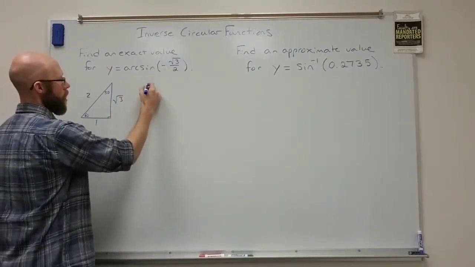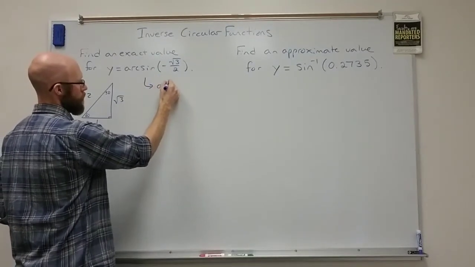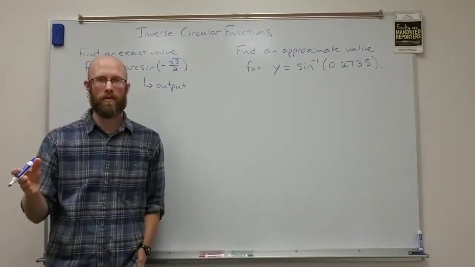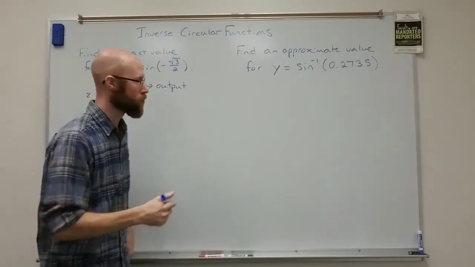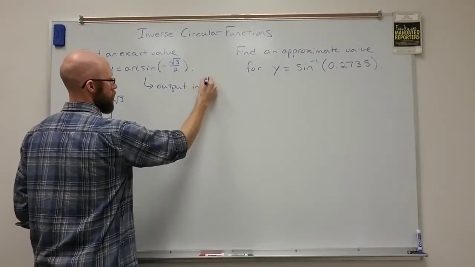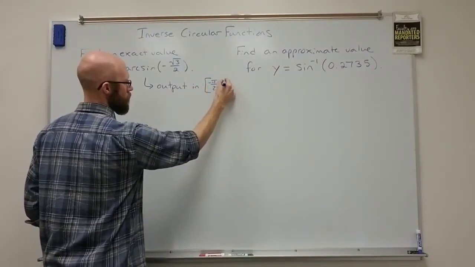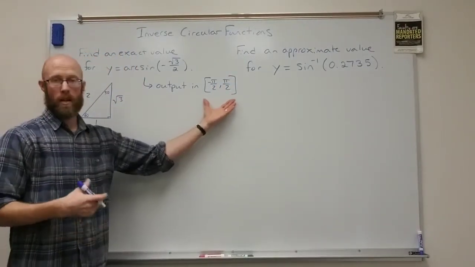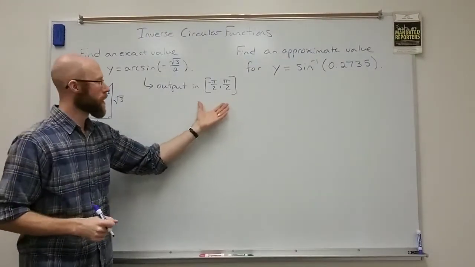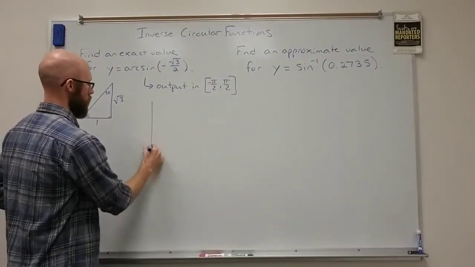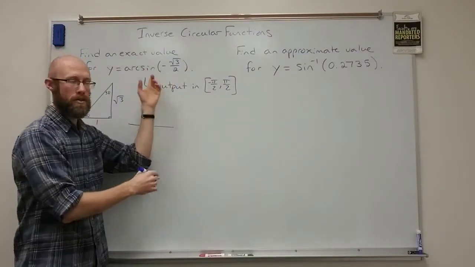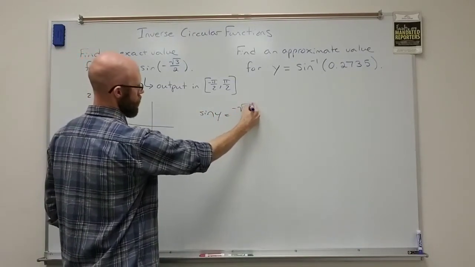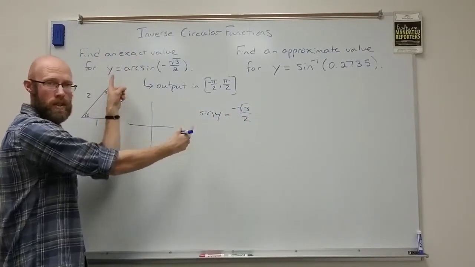Now remember, the arc sine output must be between negative pi over 2 and pi over 2. So it has to be in that interval by definition, because that's how we restricted the sine to get it one-to-one. And so with a negative value, this is essentially the same as saying that the sine of y is equal to negative root 3 over 2. These are inverses of each other.